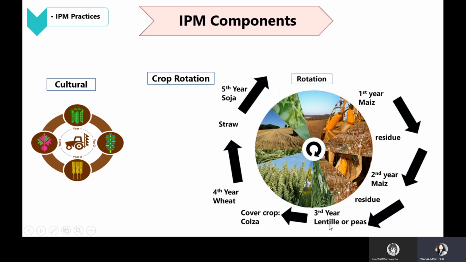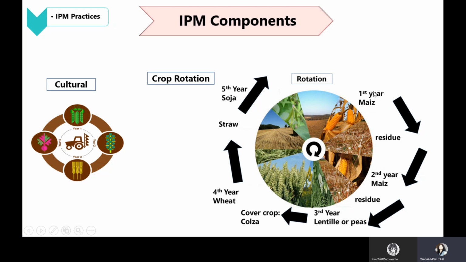Here in the third year, you plant maybe lentil or peas. And the cover crop maybe is colza. This helps to manage, and for more investments, people start to do cover crops with the legume crop during the rotation time. So two years maize, one year legume, and then after the third year, in the fourth year, wheat, and the fifth year, soya. And then you go back again. It's a kind of rotation.